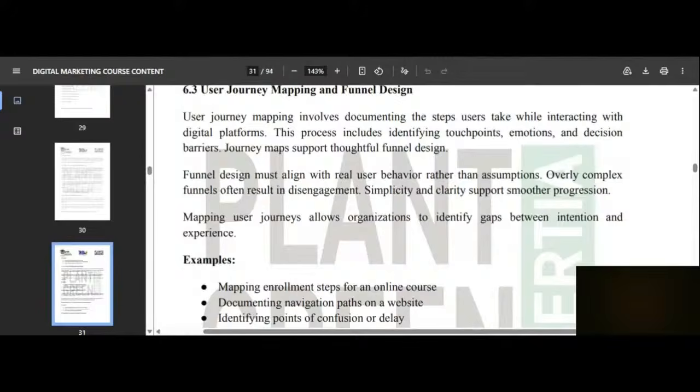So there are 5 stages in user journey mapping. The first one is the awareness stage. The second one is the interest stage. The third one is the consideration stage. The fourth one is the decision making stage. And the fifth one is the post purchase stage. Let me tell you one by one and explain all of these 5 stages.